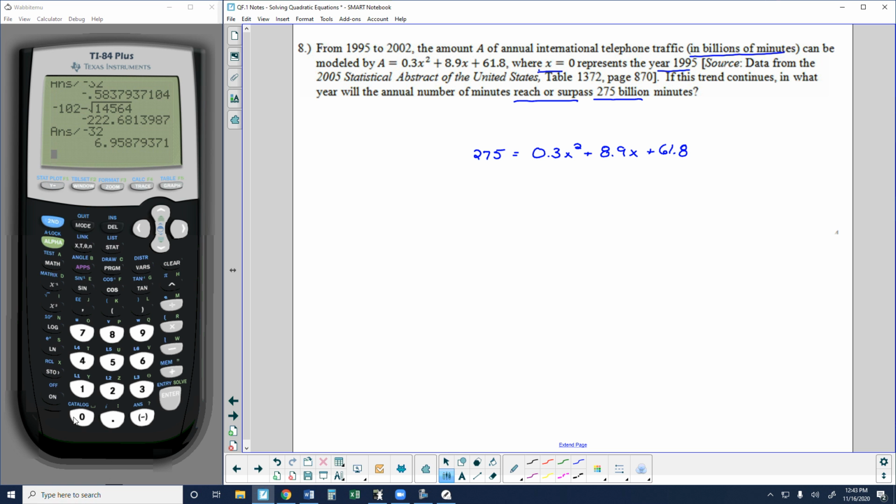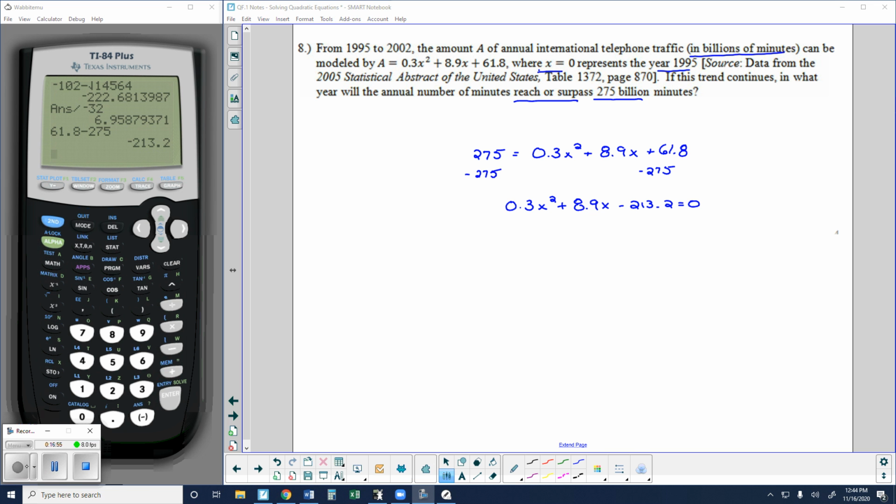In order to do the quadratic formula, we need to make sure that this equation is equal to 0. So we're going to subtract 275 from both sides. 61.8 minus 275 is negative 213.2, and this is going to give us a new constant for our equation. So 0.3x squared plus 8.9x minus 213.2 equals 0. Now we can use the quadratic formula.